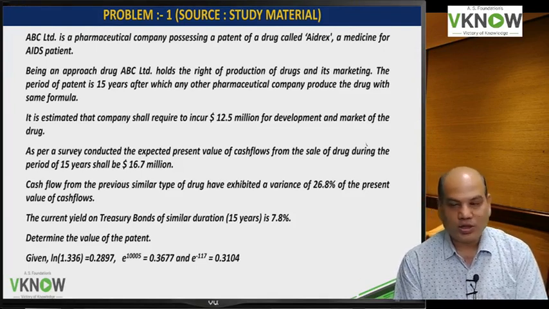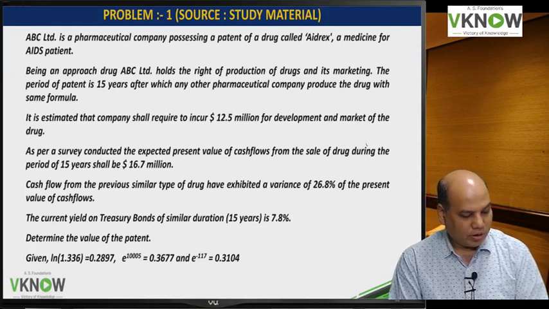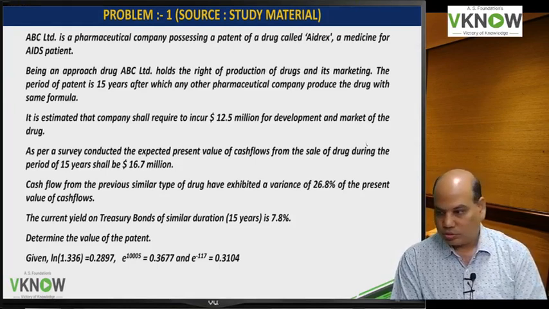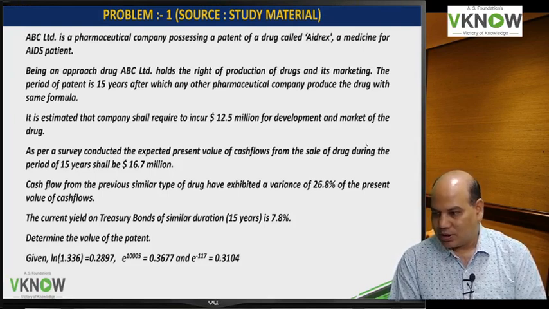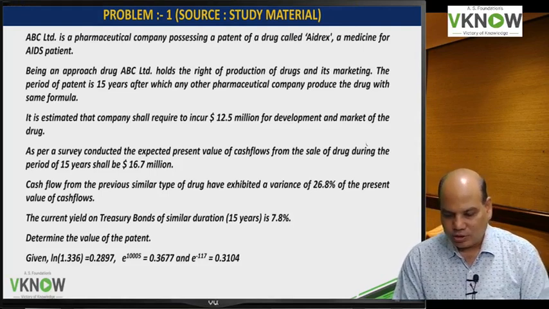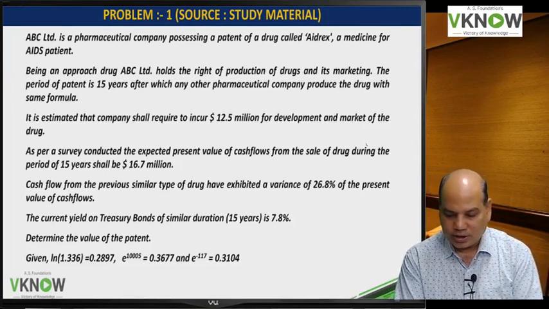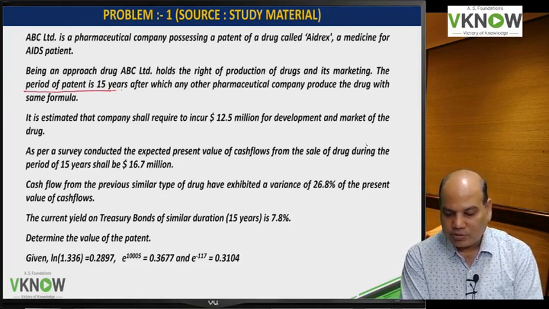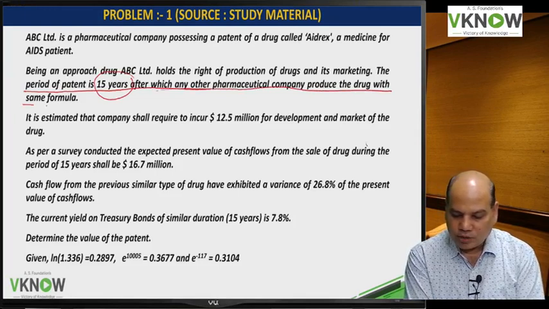Now suddenly the institute has asked you a question about this real option problem. Okay. So do you want to solve it today or tomorrow? Can we solve one question today? Yes. ABC Limited is a pharmaceutical company possessing a patent of a drug called Idrex, a medicine for AIDS patients. Being an approved drug, ABC holds the right of production of the drug and its marketing. The period of patent is 15 years, underline this first number we got, after which any other pharmaceutical company can produce the drug with the same formula.